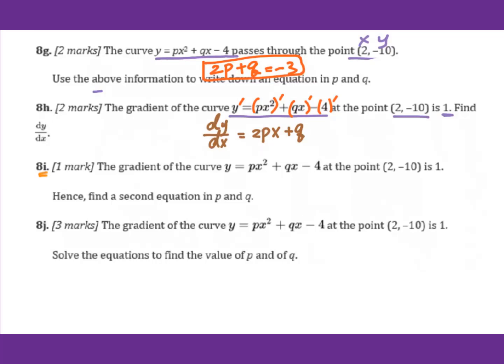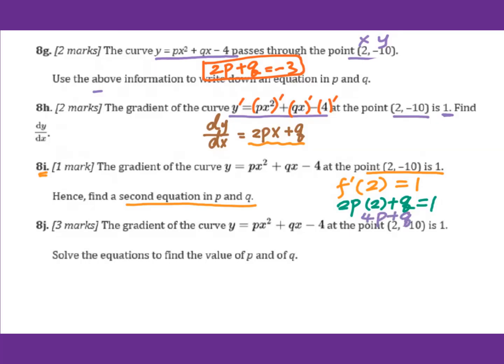For 8i, find the second equation in p and q. We use this information. We know that f prime of 2 equals 1. For f prime of 2, you will plug 2 into this equation. Therefore, you have 2p times 2 plus q equals 1. So we have 4p plus q equals 1. This will be the second equation about p and q.